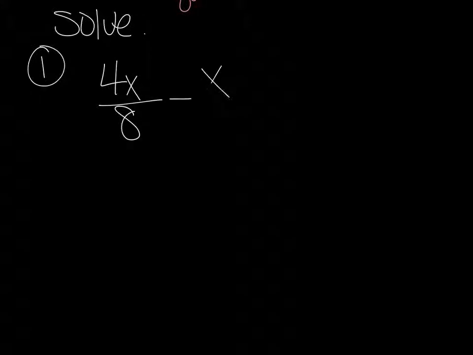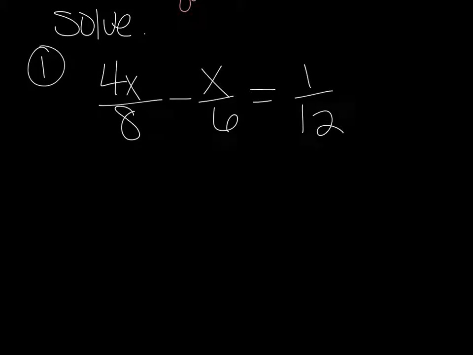Your directions will just say to solve. Okay, so first one, I want to solve 4x over 8 minus x over 6 equals 1 over 12. Okay, now previously, we would just multiply by the denominator, right? But if I just multiply everything by 8, that's not going to get rid of this 6. That's not going to get rid of this 12. And same thing, if I try to multiply by 6 or 12, it's not going to get rid of all my denominators.